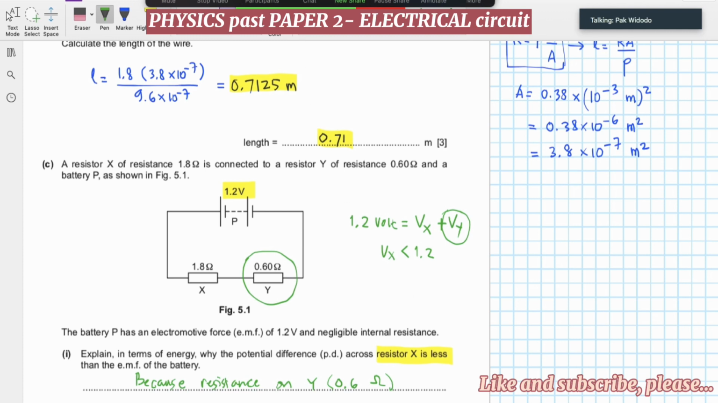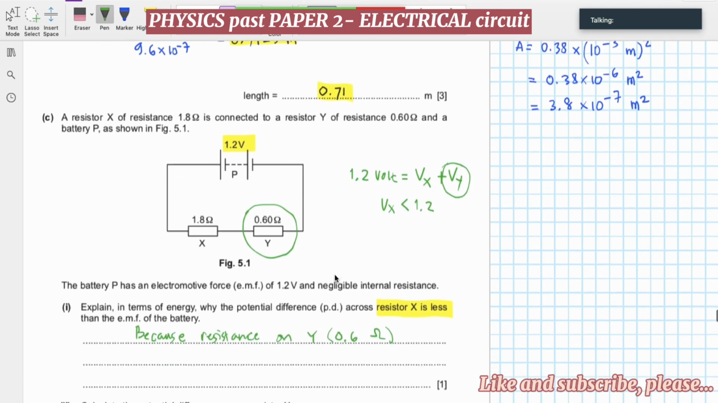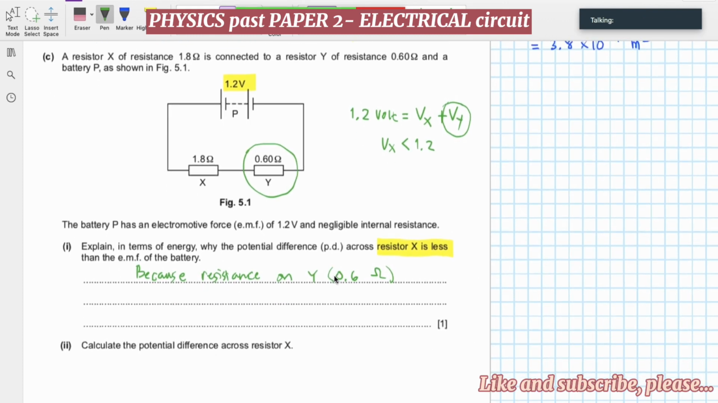Okay, we'll scroll up a little bit. Calculate the potential difference across resistor X. Okay, this is question C on II.